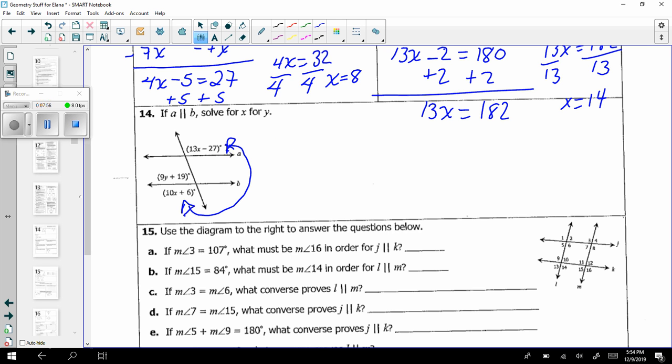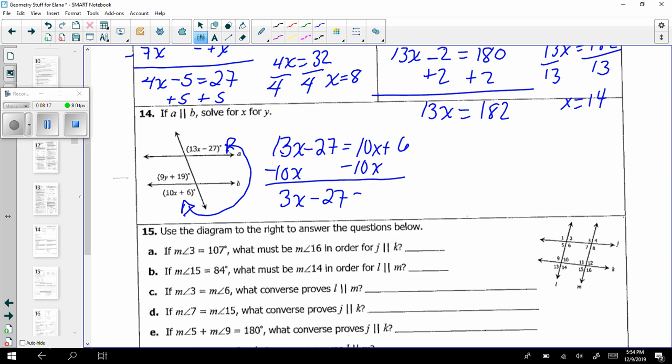So I'm going to set 13x minus 27 equal to 10x plus 6. So I'm going to subtract 10x on each side. So that's 3x minus 27 is equal to 6. So I add 27. So I have 3x is equal to 33. And I divide and I get x equals 11.